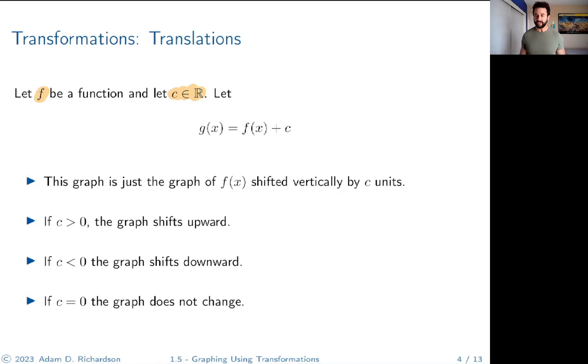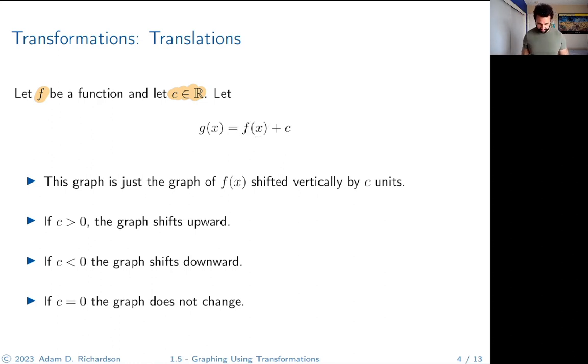This is a good time to quickly review the function notation itself. Remember that this object here, f of x, is the output of a function. So if you do f of x plus a number, what you're doing is taking the output and moving it up or down, depending on the value of c.